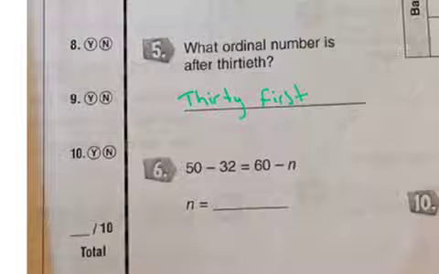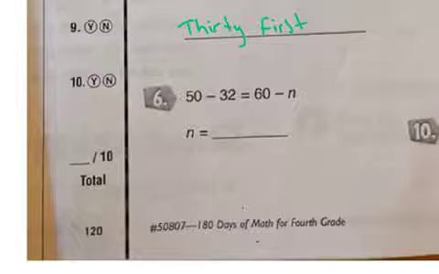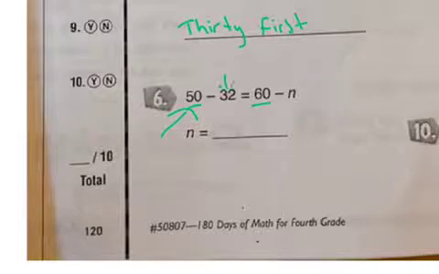Okay, let's keep going. Number 6. 50 minus 32 equals 60 minus n. So we have to look at the numbers 50 and 60. 50 minus 32 is going to be equal to 60 minus n. How can I make these equal? I want to make this number a 60 somehow. But what would I have to do to this number in order to make this a 60 and have them still be equal?